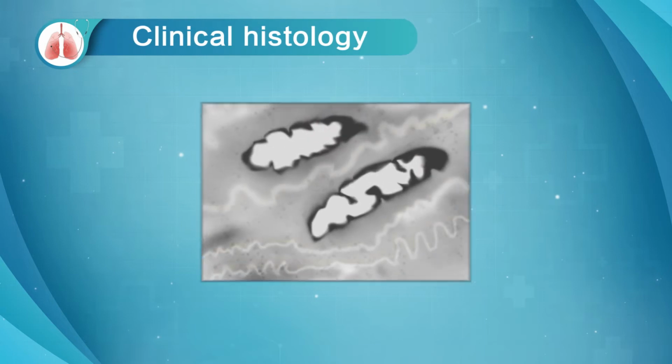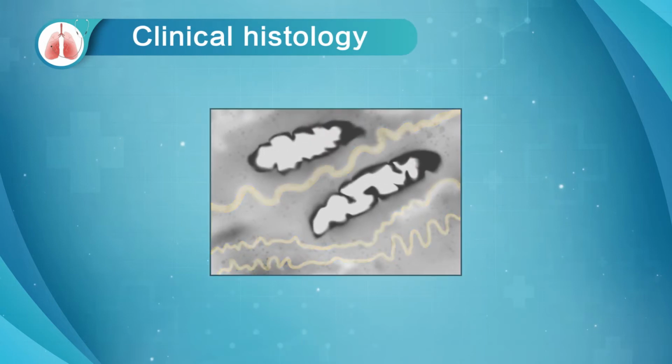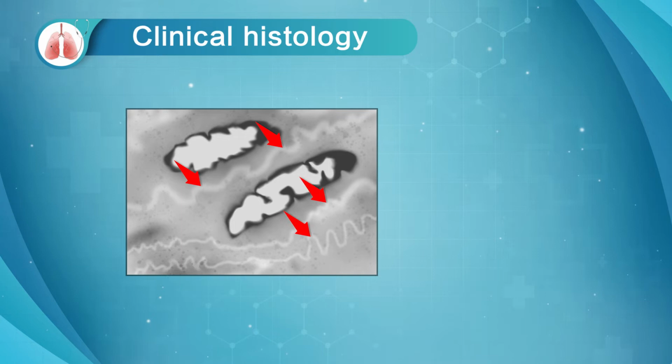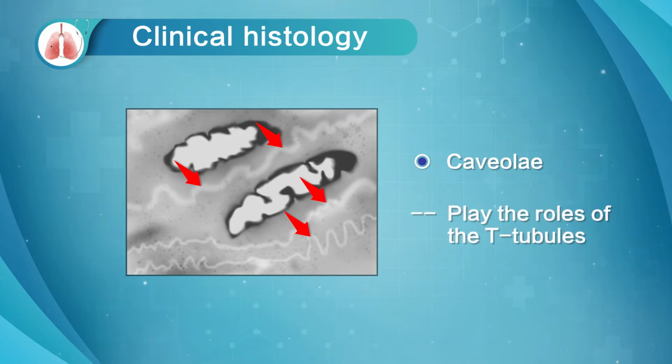Now, let's move on to fine structures of smooth muscle cells. On the sarcolemma of smooth muscle cells, we can see lots of small invaginations that make the membrane extremely wavy, as indicated by red arrows in the micrograph. These invaginations are known as caveolae. Smooth muscle cells do not have T-tubules. Instead, they have T-tubule analogs, the caveolae, which play the roles of T-tubules in skeletal and cardiac muscles.